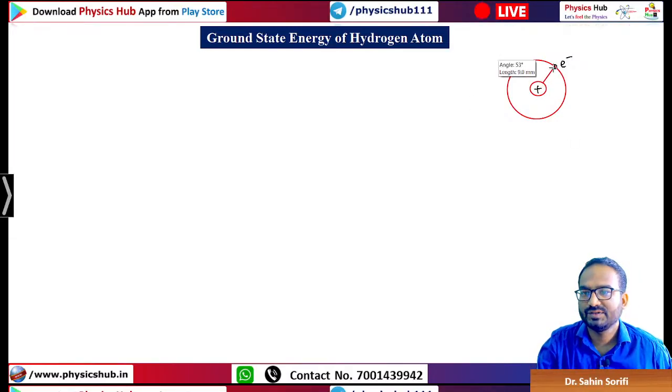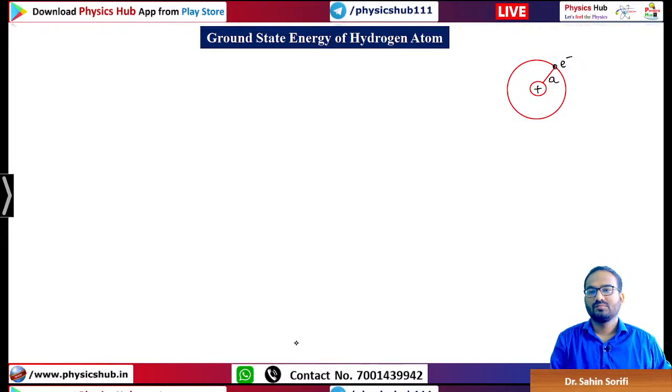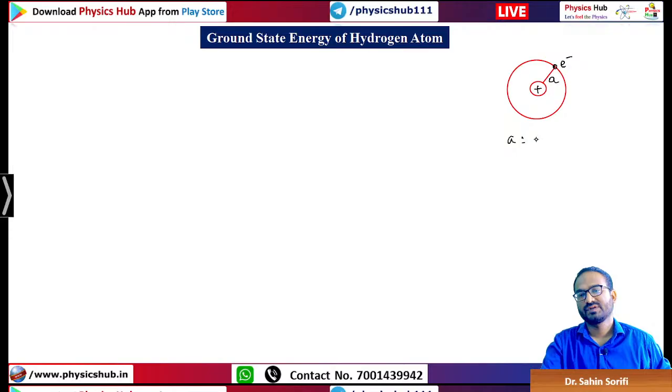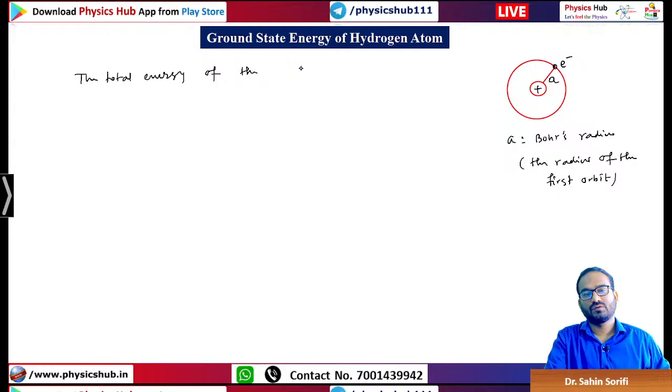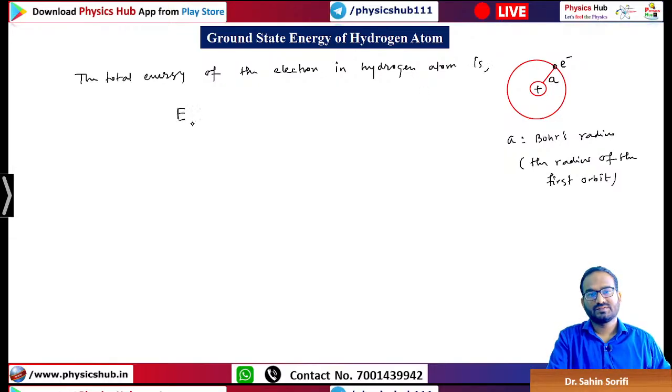And let's say it is moving in the first orbit, which is known as the Bohr orbit, right? So this distance will be A. A is the Bohr radius, or the radius of the first orbit. Okay. So we can write the total energy of the electron in hydrogen atom, let's say E total.